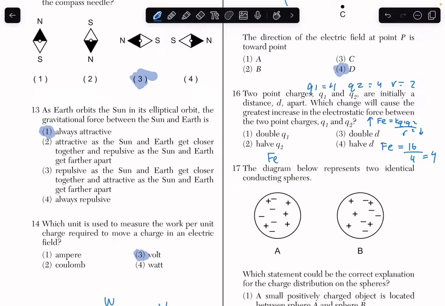So let's try to have D be smaller. D is initially 2. Let's make it 1. So 4 times 4, once again, are our charges. It's going to be 16 over, instead of 2 squared is 4, it's going to be 1 squared is 1. That's 16. So see how huge that change is? It's 4 times as big as it once was. So that means we have to have D in order to make the biggest increase.